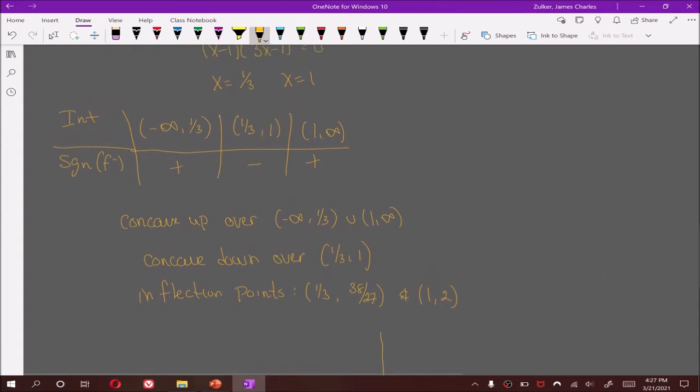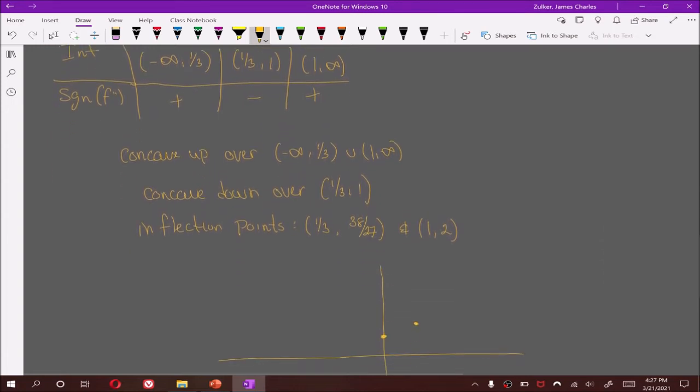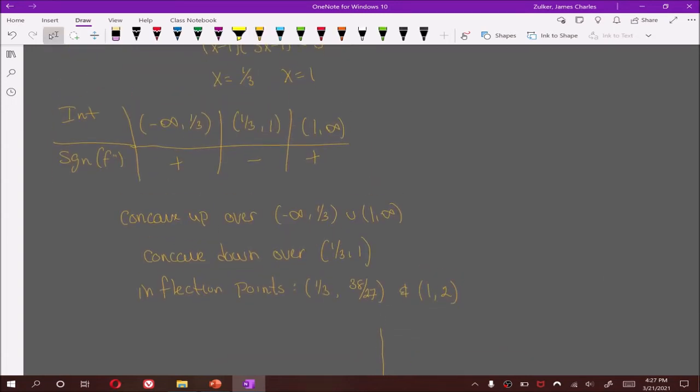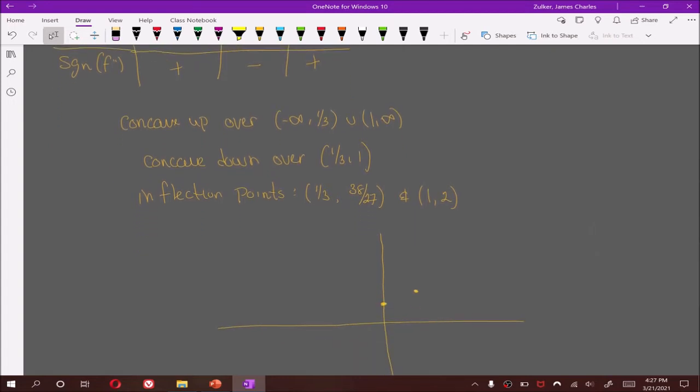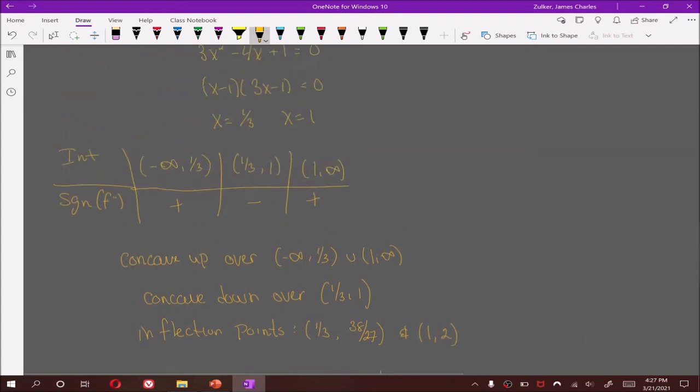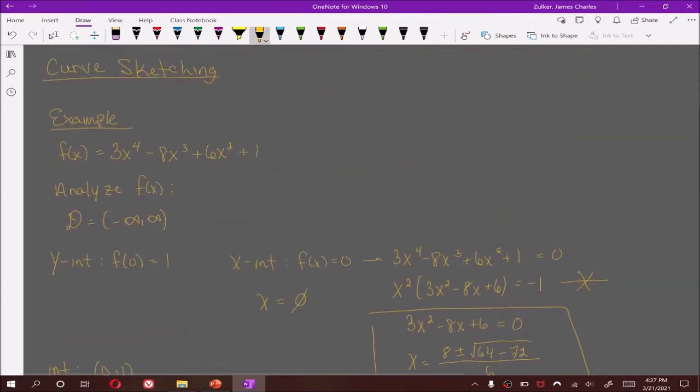Plot inflection points. We have one at 1/3, 38/27. Right, that'll probably be right about here. And then we have one at 1, 2, which is already plotted. Now let's use the rest of the information we have.